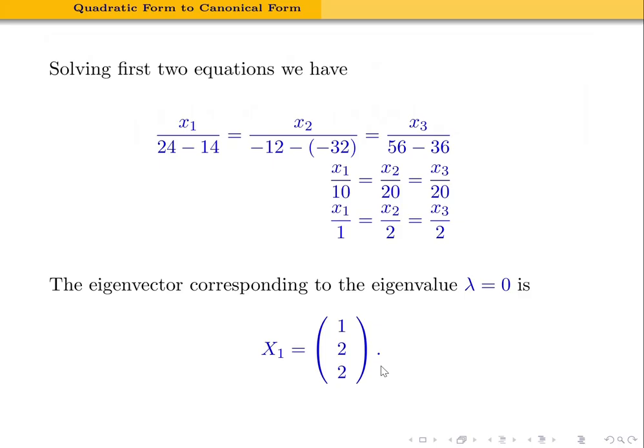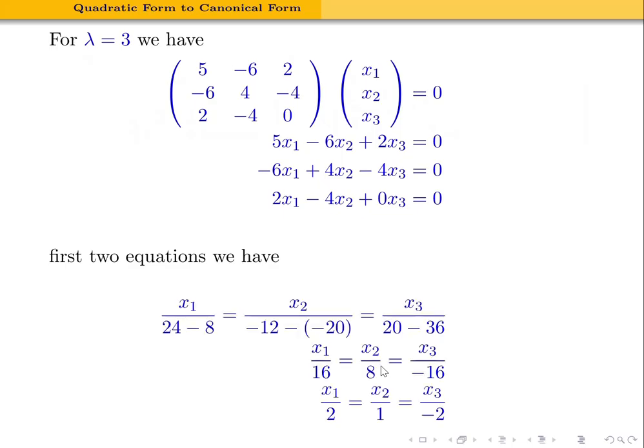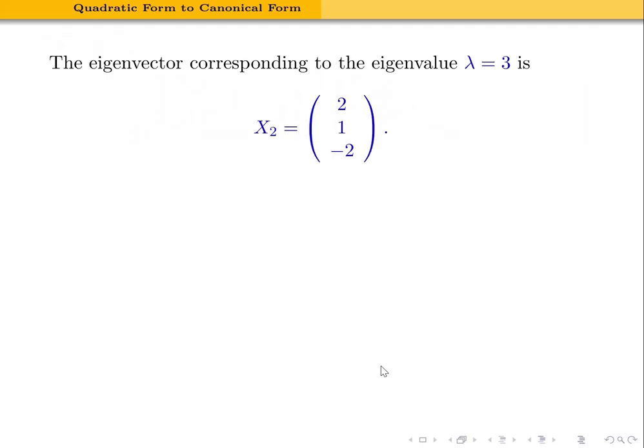Similarly we replace the second eigenvalue, lambda = 3, and we get three equations. Choose any two non-identical ones. From these we can solve using the cross multiplication method. We will get the eigenvector x2 = (2, 1, -2) for lambda = 3. Similarly we can find the third eigenvector by using lambda = 15.